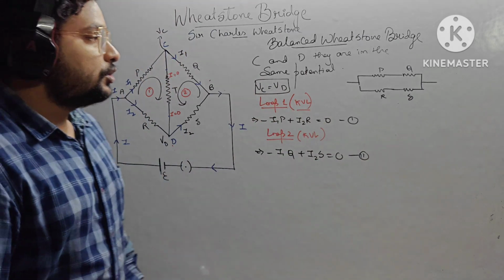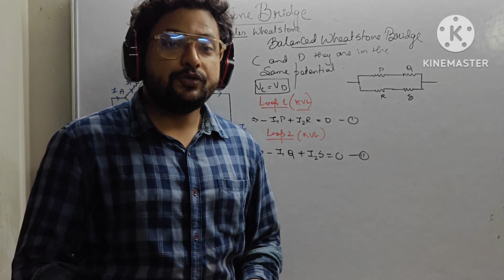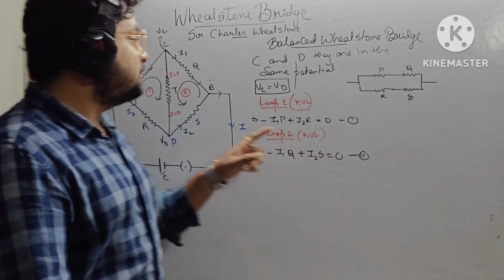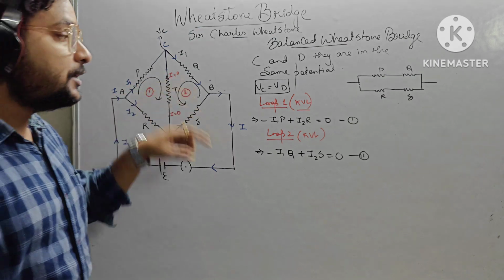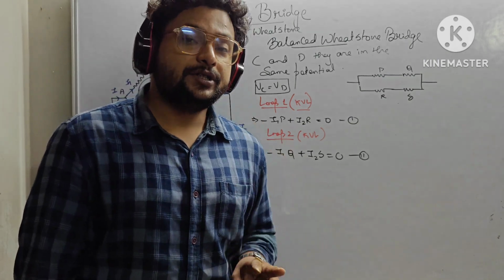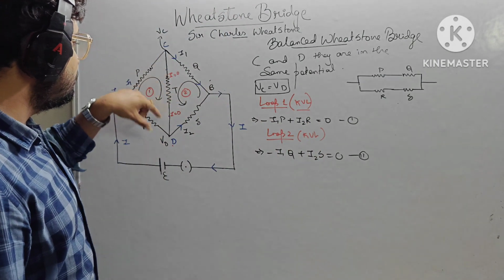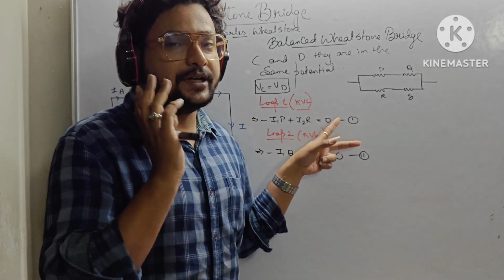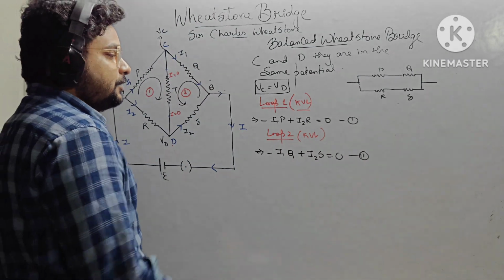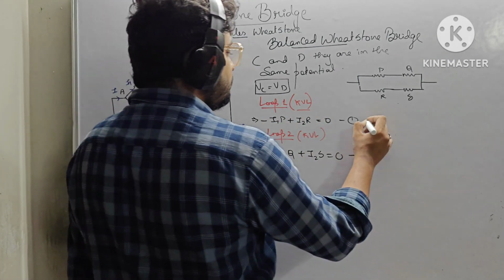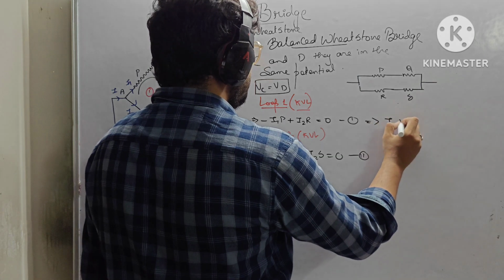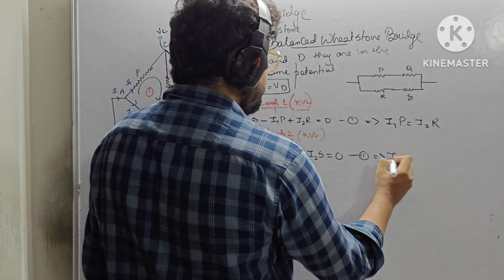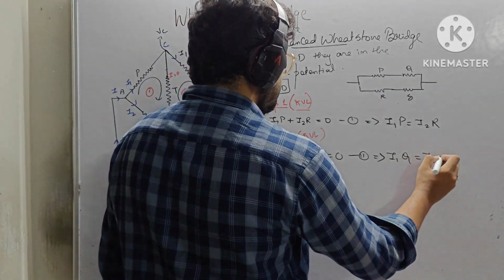Now you see, the case where we had unbalanced Wheatstone bridge, over there we had 3 currents. That was the main problem, because current was also flowing through this branch. So over there we need 3 equations. But over here, since no current is flowing through this branch, our 2 equations are enough. By using 2 equations we can solve this one. If you simplify, from here we will get I1P equals I2 into R, and from here we will get I1Q equals I2 into S.